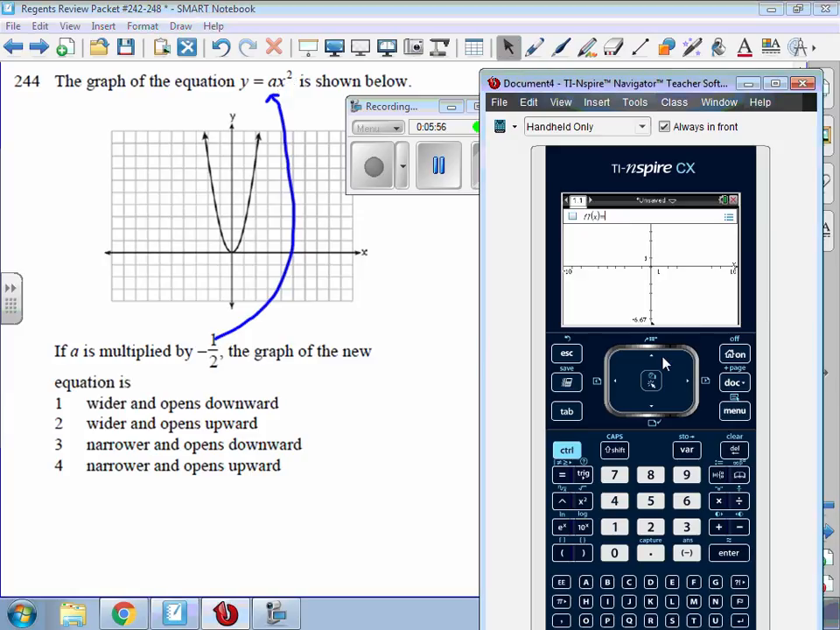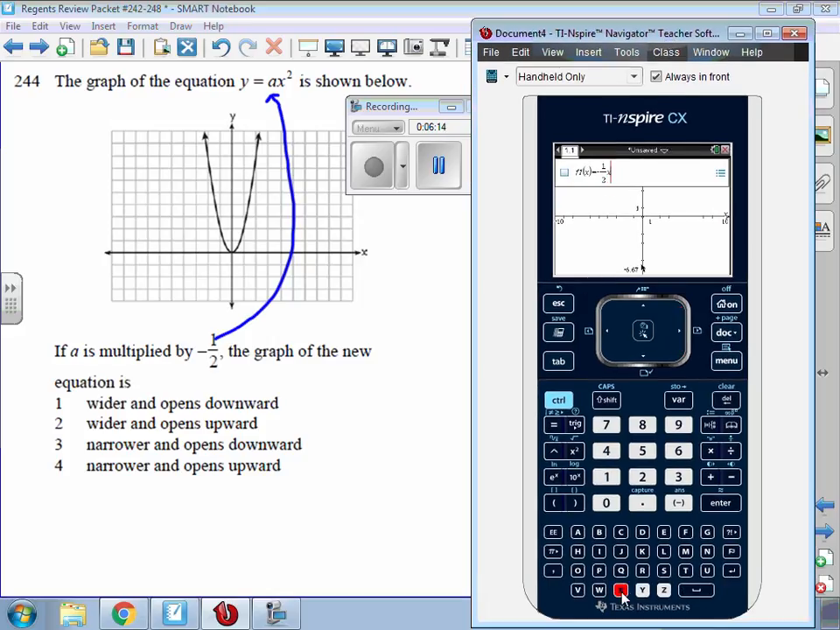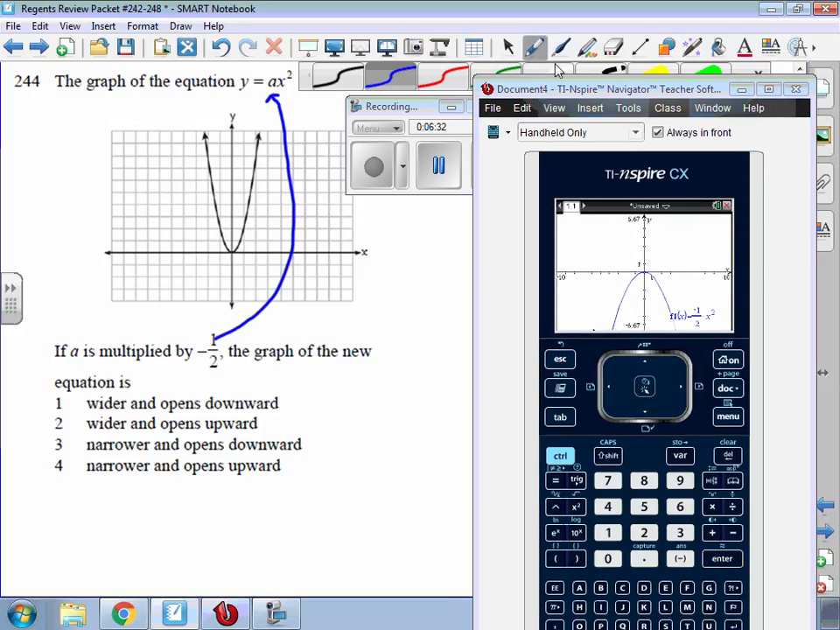Well, let's look at what the graph would look like on our calculator. So if we had a -1/2 before the x squared, how does it affect the graph? Well, the first way that it affects the graph is that obviously it turns the other direction. So instead of being a U shape, it's an upside down U. So it's opening downward, we would say. So now it's choice 1 or choice 3. So I'm going to eliminate 2 and 4.